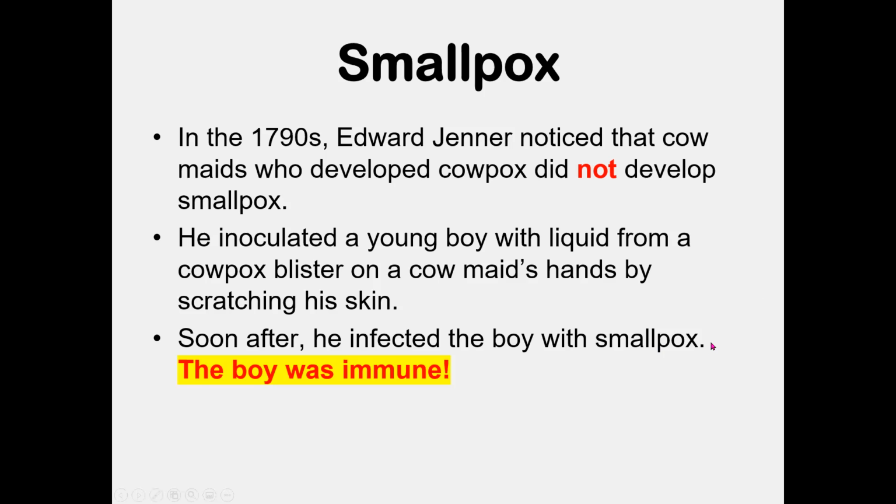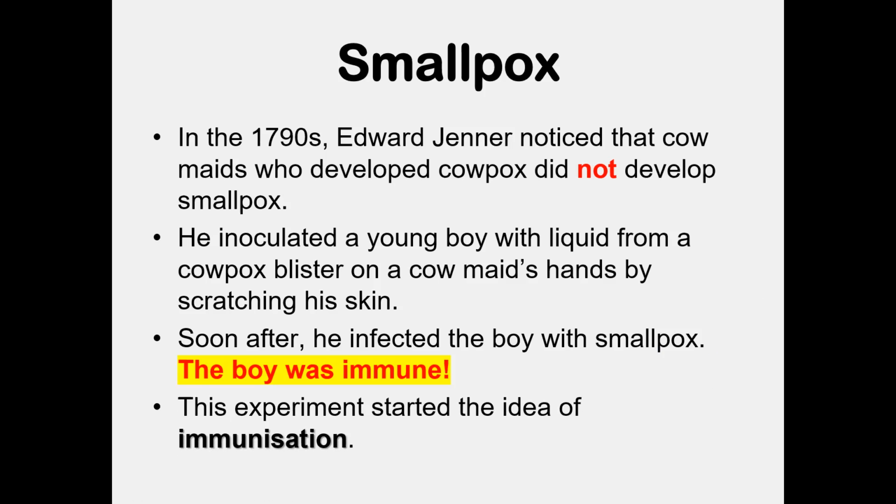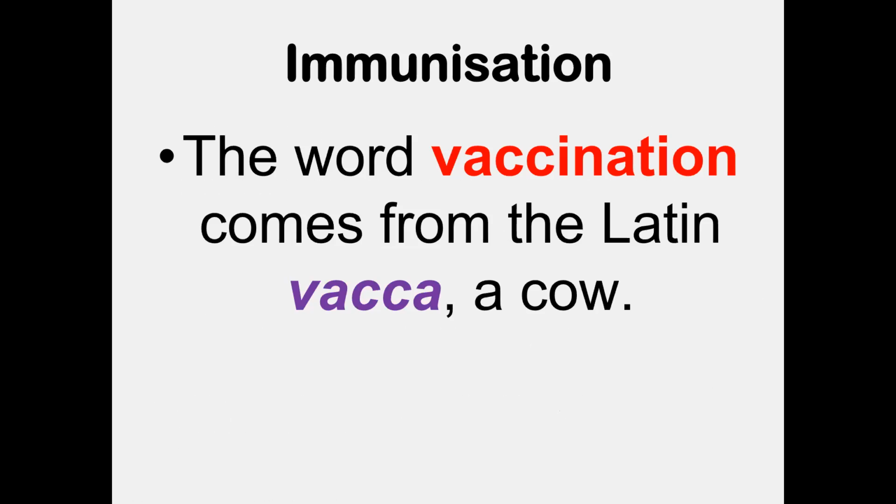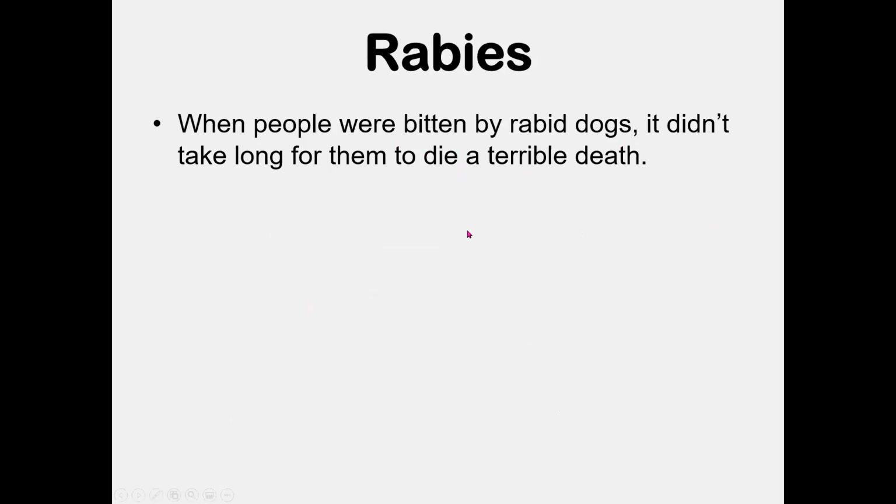I couldn't find an actual date. And so this started the whole idea of immunization. And you should know that vaccination comes from the Latin vacca for cow, meaning the cowpox. So then it led to the next thing with rabies. When people were bitten by rabid dogs, it didn't take long for them to die a really nasty death, a bit like tetanus.